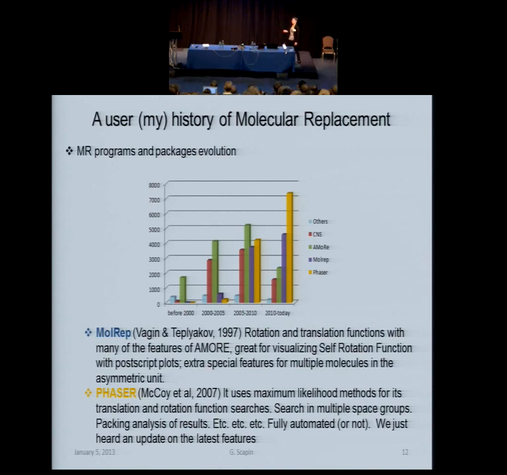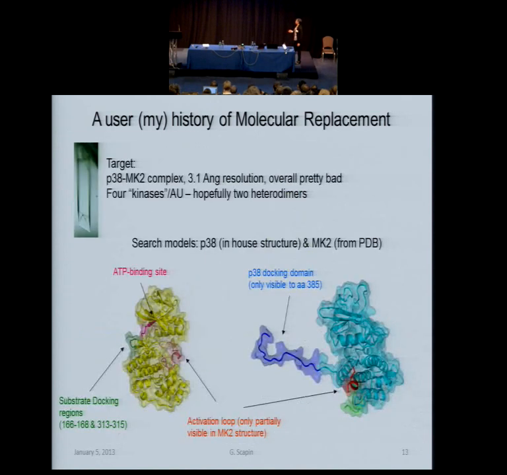I was working at Merck back then, and it was the structure solution of a complex between two proteins, p38, which is a kinase, and MK2, which is its substrate. I had crystals that were kind of ugly. They didn't diffract very well. The best I could do was 3.1 angstroms. Of the two starting models, one was very well defined, p38. I had been working on p38 for a few years, and I had a collection of structures to choose from. MK2, I only had the PDB structure, and it wasn't good.